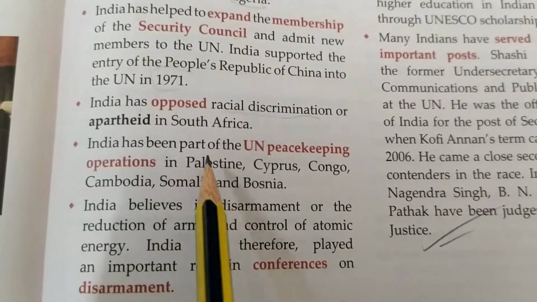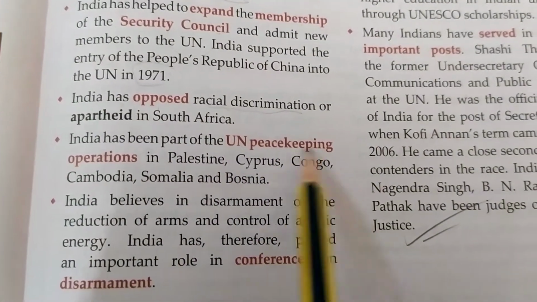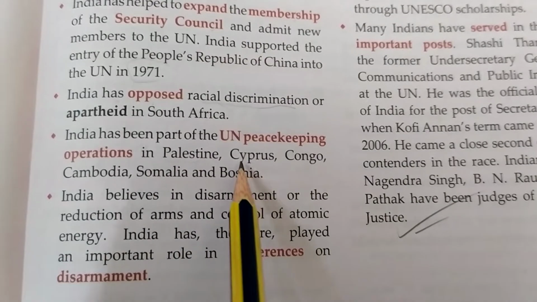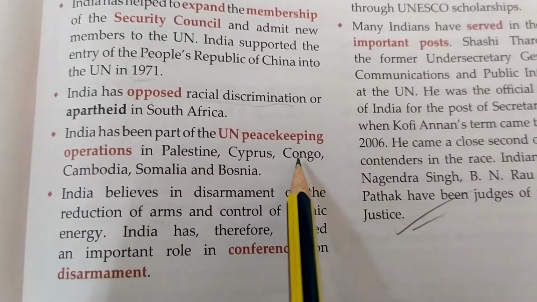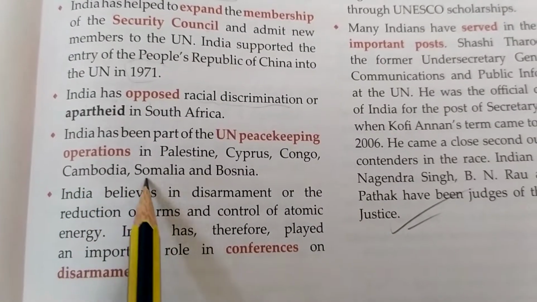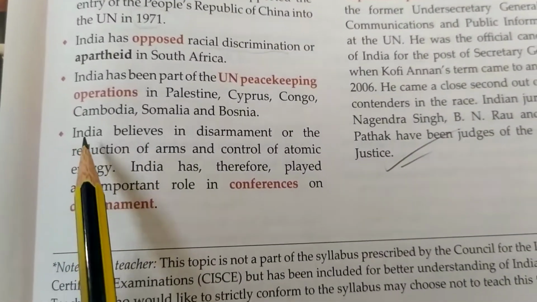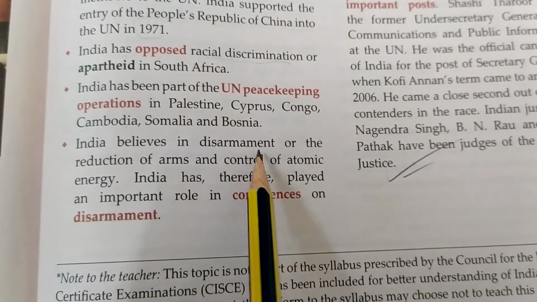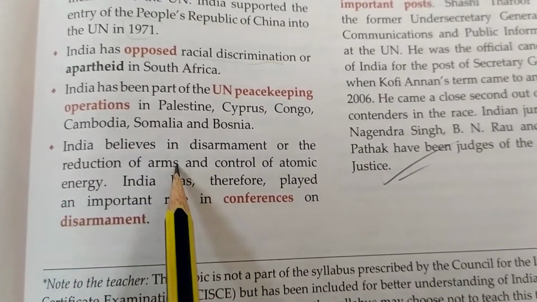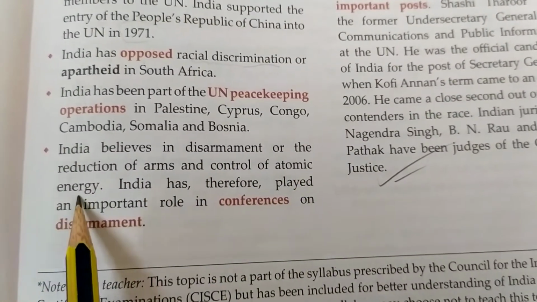India has been part of the United Nations peacekeeping operations in Palestine, Cyprus, Congo, Cambodia, Somalia, and Bosnia. India believes in disarmament, or the reduction of arms and control of atomic energy.